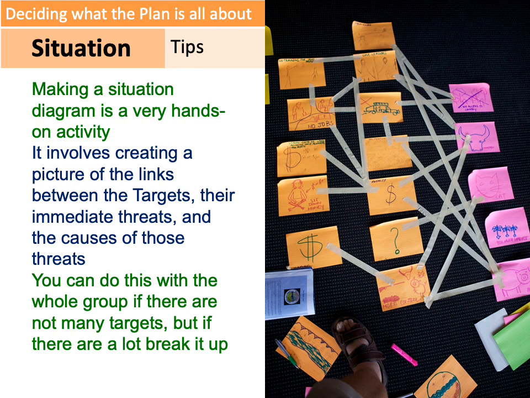So you can really do this at a range of levels and in a range of ways with people, depending on what they feel comfortable with. It's a pretty hands-on activity and you're really making a picture of the links between all of these things. You can do it with a whole group if there's not too many targets, but we find it's usually better to break up into smaller groups and then have people come and look around the pictures and maybe add some things or ask questions about the connections as you go.